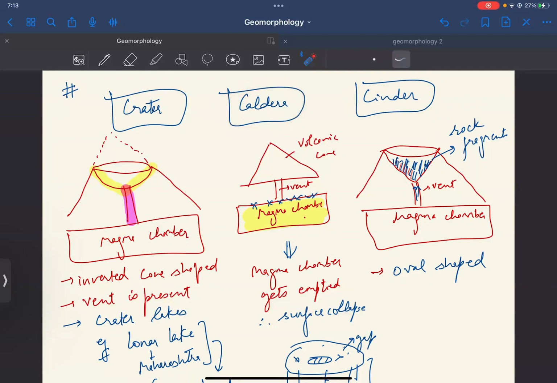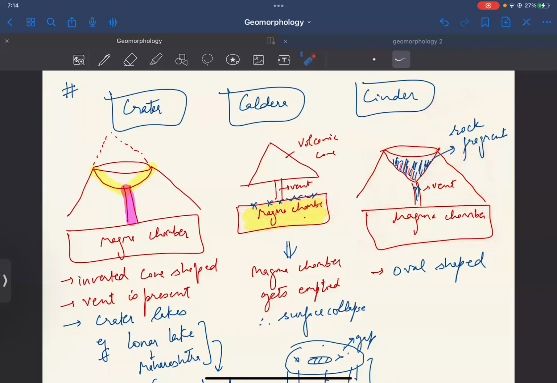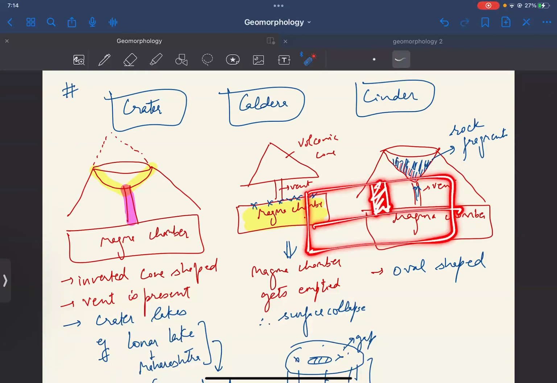But how is a caldera formed? Usually the magma chamber contains all the lava. This gets emptied. So when this gets emptied, what is happening? We have an empty structure, and above we have various rocks present. So what will happen? There will be collapse of the wall of this magma chamber. So ultimately, what would be left of this whole structure?